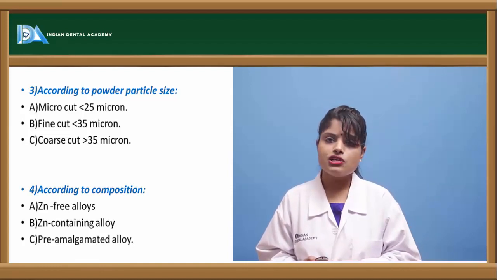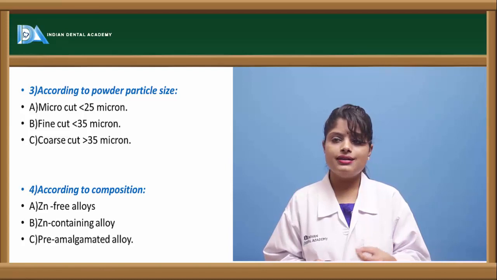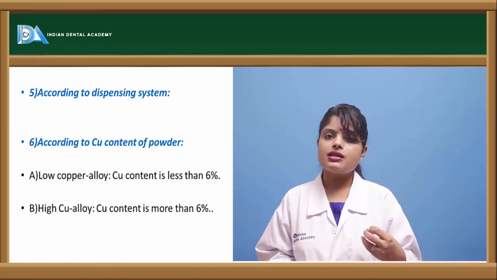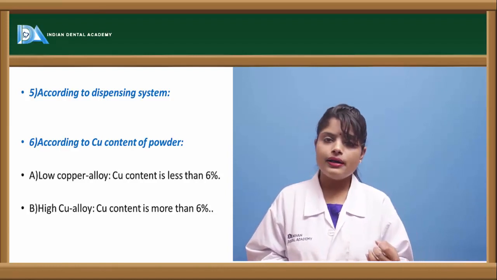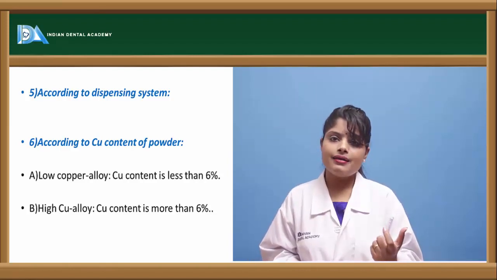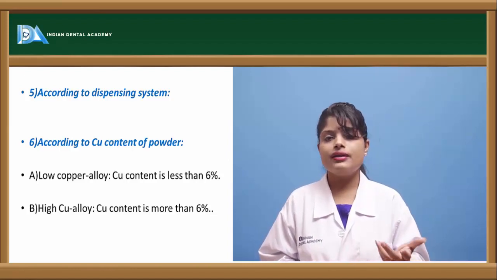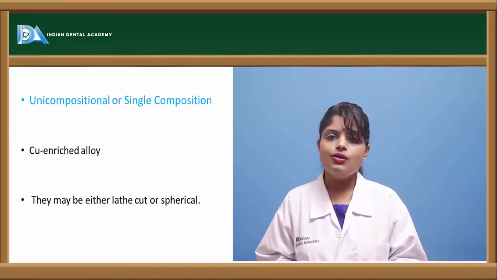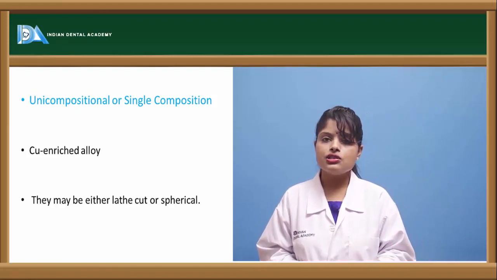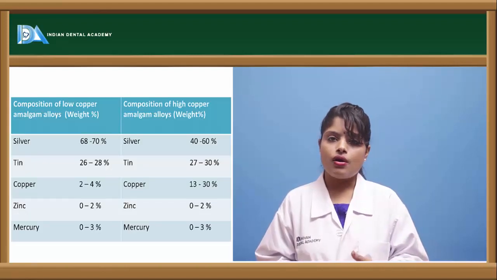Then according to the composition, there is zinc free, which does not have any zinc, zinc containing alloy, and pre-amalgamated alloy, which means the alloy particles are pre-coated with amalgam. According to the dispensing system, they can either be contained in a capsule or be amalgamated in the amalgamator. Then according to copper content, there is high copper, which contains more than 6% copper, and low copper, which contains less than 6% copper. Then there is the unicomposition or single composition and the copper enriched alloy. They may be either lathe cut or spherical.